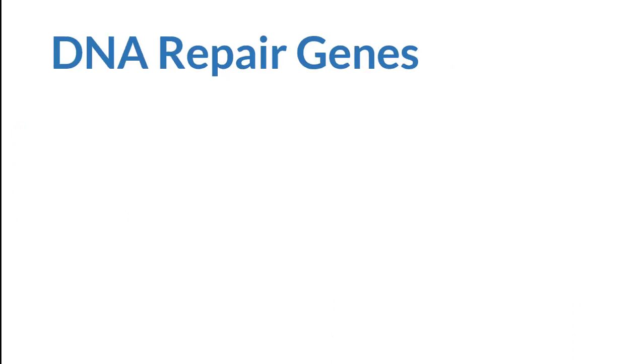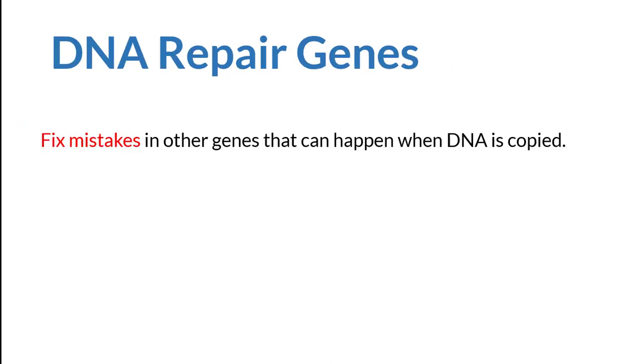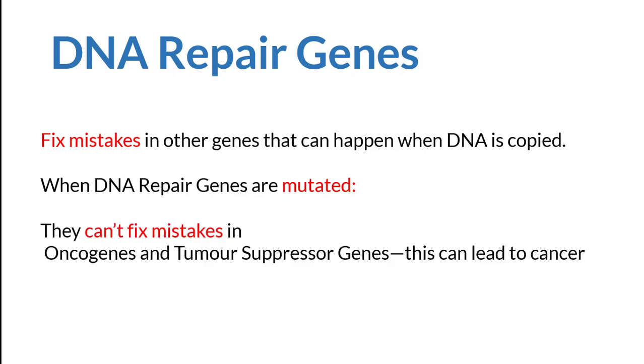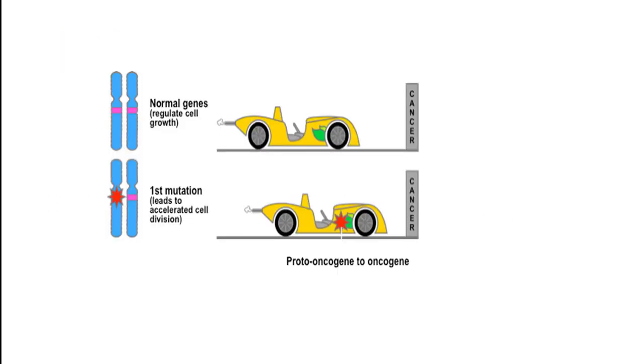DNA repair genes fix mistakes in other genes that can happen when DNA is copied. When DNA repair genes are mutated, they can't fix mistakes in oncogenes and tumor suppressor genes. This can lead to cancer. Here is a diagram which demonstrates the transition from proto-oncogene to oncogene. Normal genes regulate cell growth. As you can see, here there is no mutation and no cancer.